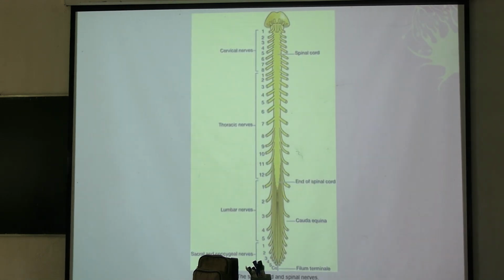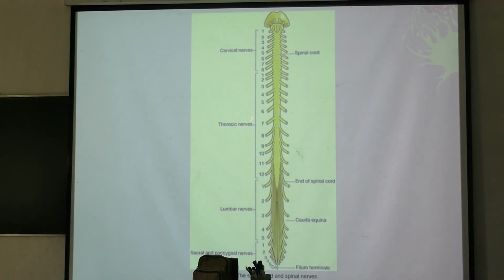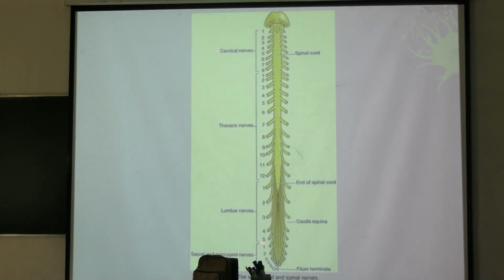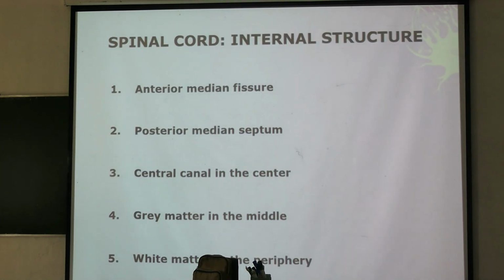Now, this is a picture of the spinal cord and the spinal nerves. Cervical nerves, thoracic nerves, lumbar nerves, sacral and coccygeal nerves. This is the filum terminale. Now, spinal cord internal structures: anterior median fissure, posterior median septum, central canal in the center, gray matter in the middle, white matter in the periphery.